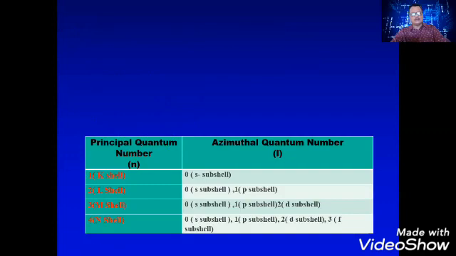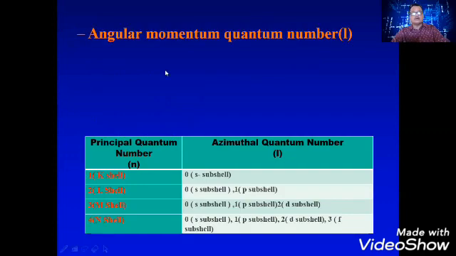Then the next quantum number is called the angular momentum quantum number or the azimuthal quantum number. It is sometimes also called the subsidiary quantum number. It will represent the energy level within the main energy level. For example, in your school, suppose class 10 is the main energy level, and class 10 may have 2 sections, section A and section B, which can be considered to be the subshells. So each shell is further divided into subshells. Each energy level is further divided into sub-energy levels, and these sub-energy levels are represented by the angular momentum quantum number or azimuthal quantum number.